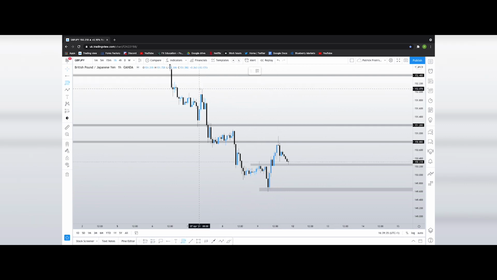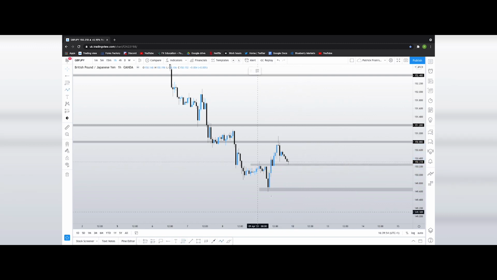We did also fib on the 4 hourly, so this is it on the hourly. We can see that we've had a nice shooting star formation off the 50% level and also our major key level. However, we do fib the swing low to the swing high. We can see price is currently rejecting the 50%, which is also a minor key level on a lower time frame.